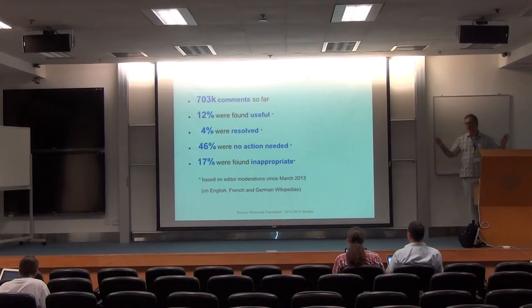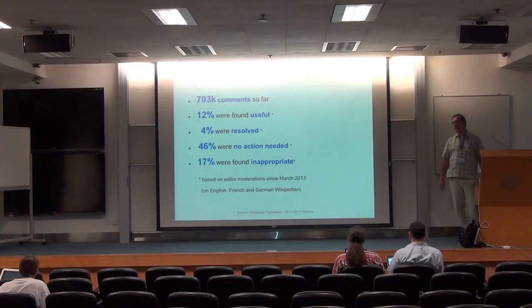Feedback quality. Of course, quality is very difficult to judge. But we looked at about 700,000 comments that were collected so far on the three Wikipedias, English, French, and German. On average, between the three sites, about 12% of the comments were found useful, which means that the editors marked them as useful. About 4% of the comments were marked as resolved, either because they were already resolved at the time that the comment was made, or because the editor went in, made the fix, and then just went back and said, okay, I've done the fix.